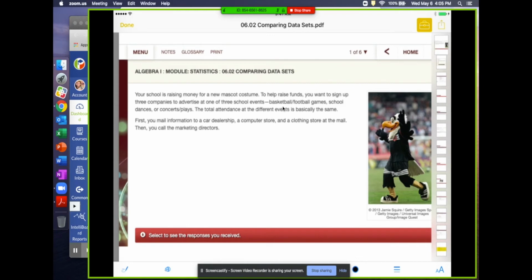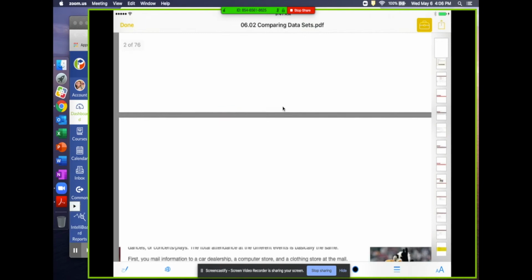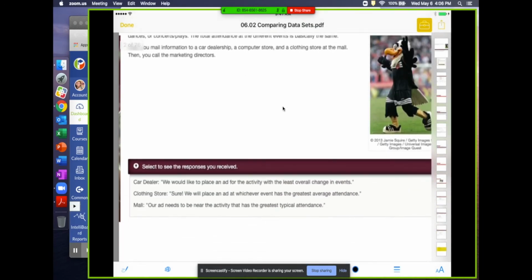So it says your school is raising money for a new mascot costume. To help raise funds, you want to sign up 3 companies to advertise at one of the 3 school events: basketball/football games, school dances, or concert/plays. The total attendance at the different events is basically the same. What would be the best for each?